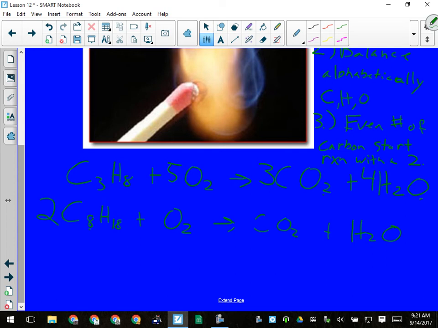Just carbon. This is just for combustion reactions. Combustion reactions have their own set of rules for balancing. Everything else is actually more straightforward.